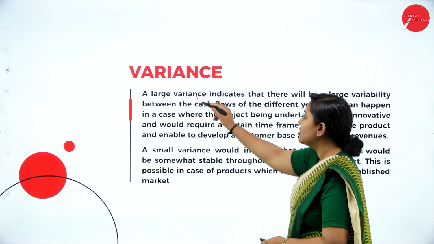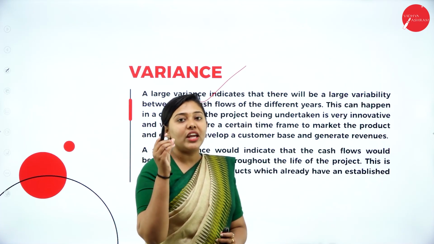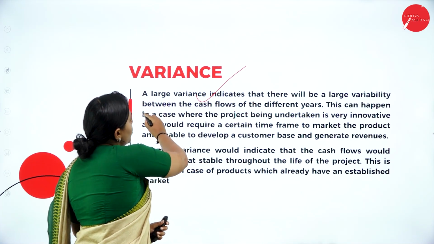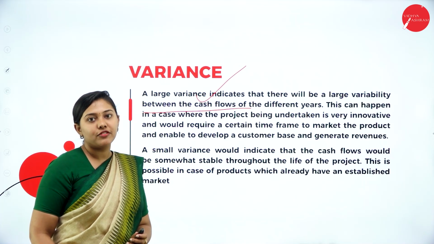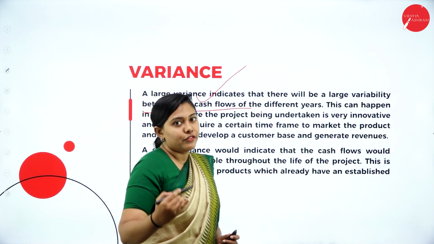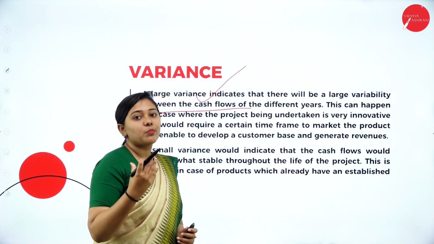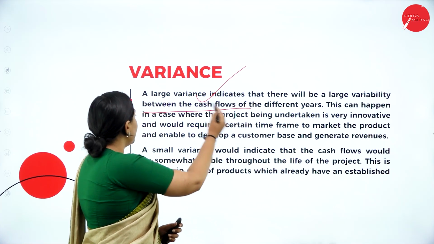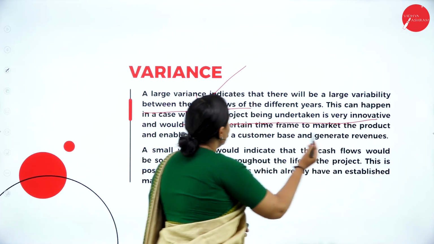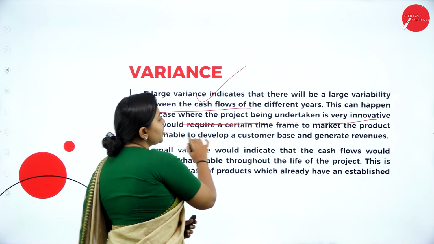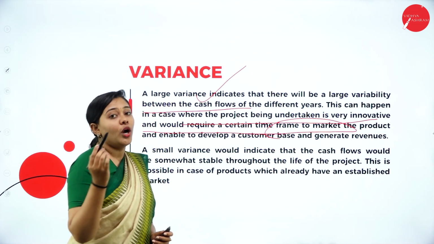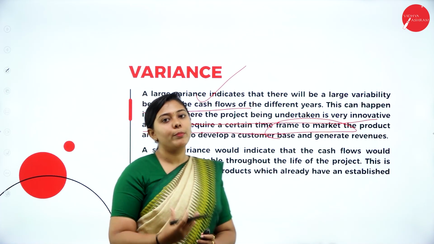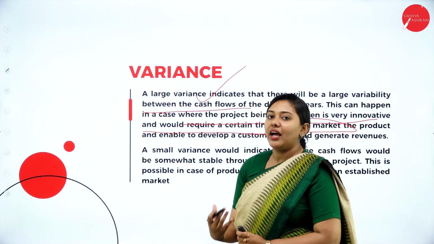Moving forward, the large variance. If the variance shows you a large number, then there will be a large variability between the cash flows of the different years. So, the returns will be very different from one year to the other year. The expected return will be varying from one year to another. This can happen where the project being undertaken is a very innovative project and would require a certain time framework to market the product, develop a customer base and generate the revenue. For newer products, we can expect the return to be like this.